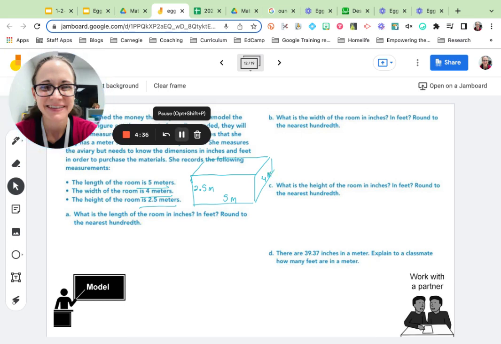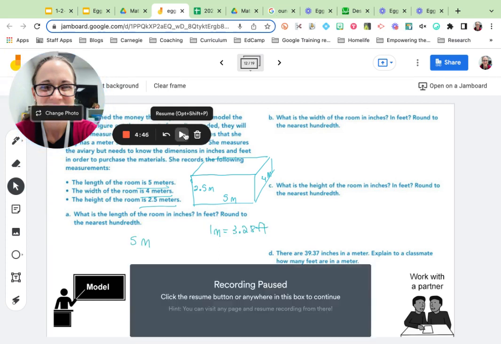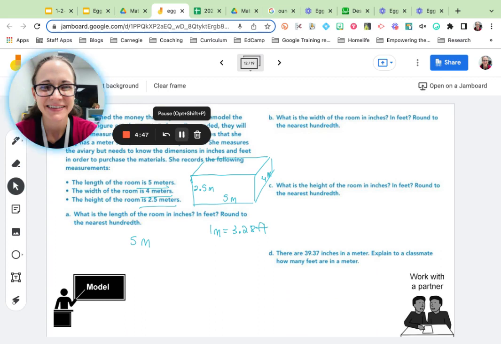But remember, we don't want those measurements in meters. We need them in inches and feet to the nearest hundredth. Let's figure out the length together, and then you can figure out the width with your partner. So our table from before tells us that 1 meter is equal to 3.28 feet.